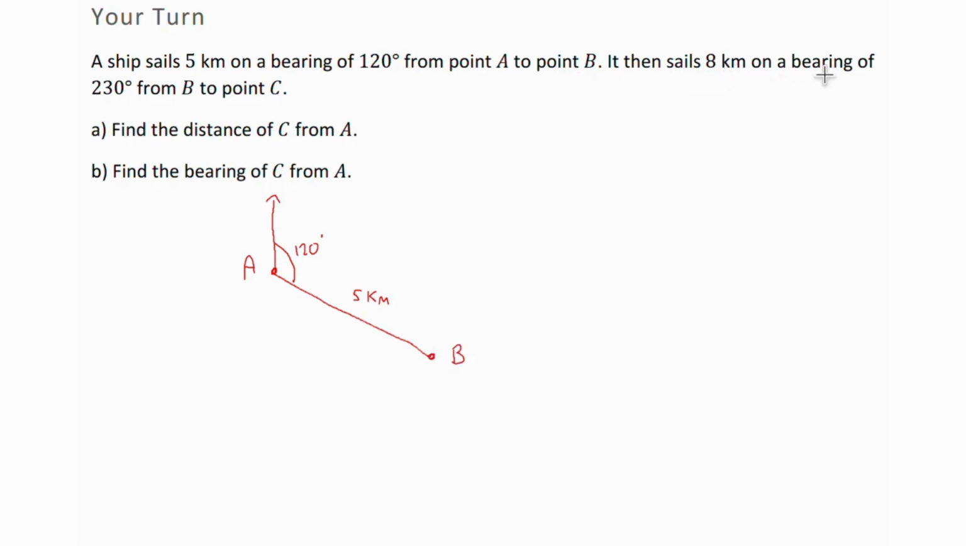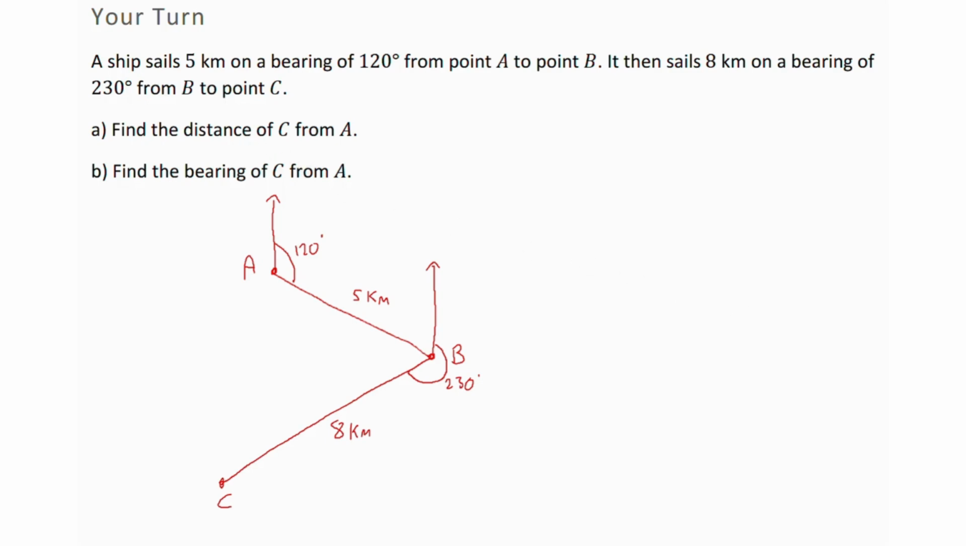It then sails 8 kilometers on a bearing of 230 degrees from B to C. So add in our north line, 230 degrees, well that would be 180, so 230 is going to be down here somewhere. So that angle there is 230 degrees, and this length here is 8 kilometers to point C.